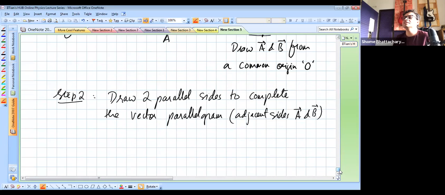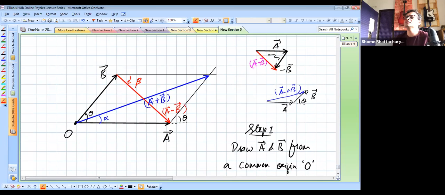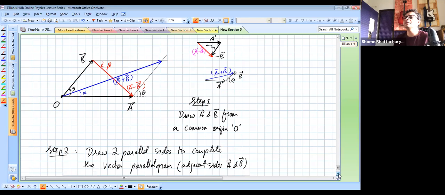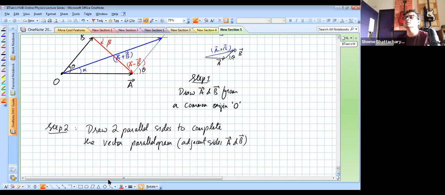So what was my step one in the construction of this parallelogram? My step one was that you first just draw the two given vectors A and B from a common origin. That's it. Second step was now draw two supporting parallel lines. A ke parallel yahan pe ek line, B ke parallel yahan pe ek line, and that completes your parallelogram. Now the third step is within that parallelogram, you will be able to see both the sum and difference, and that is this. So I'm just writing down the third step.